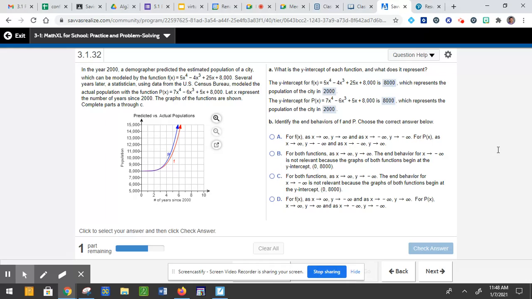For part B, as x approaches infinity, which means as x goes to the right, y approaches positive infinity, which means y goes up. That's what's happening, so the answer choice is B. C is saying as x approaches infinity, y approaches negative infinity, so y goes down. That would be if these were all curving down, and that's not what's happening, so C is out. It's definitely B.